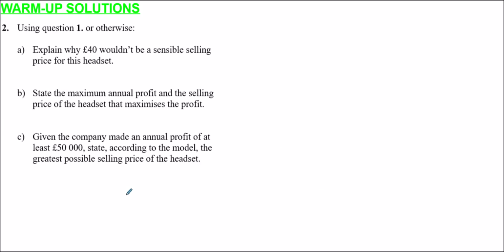So it says, using question 1 or otherwise, explain why £40 wouldn't be a sensible selling price for the headset, state the maximum annual profit and the selling price of a headset that maximises the profit, and given that the company made an annual profit of at least £50,000, state, according to the model, the greatest possible selling price of the headset. So what we need to do, first of all, is remind ourselves of question 1.